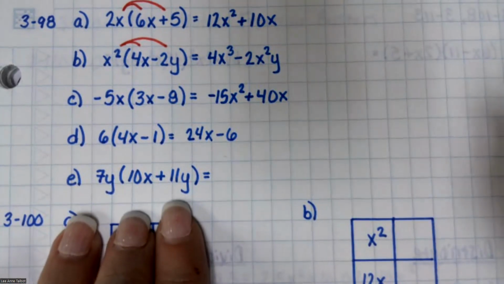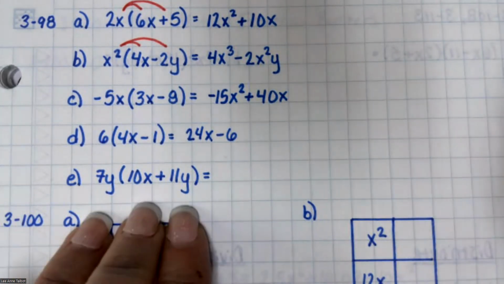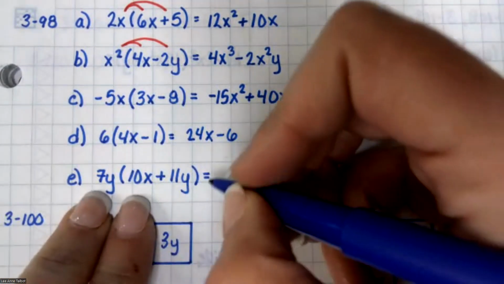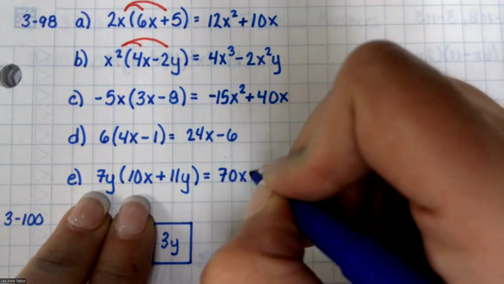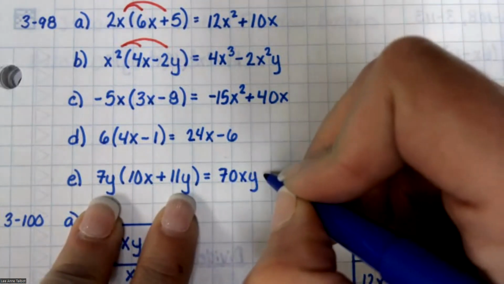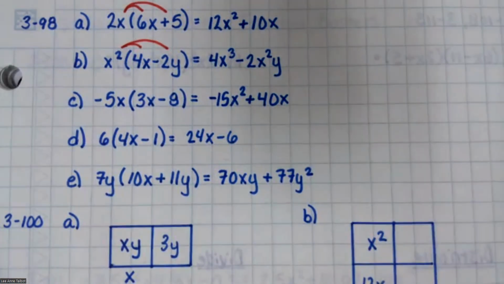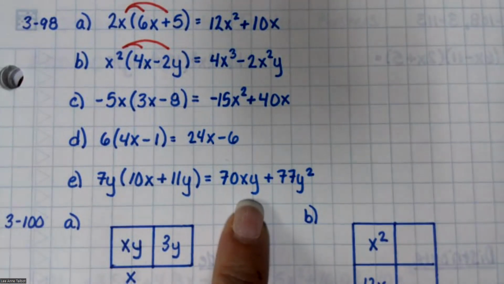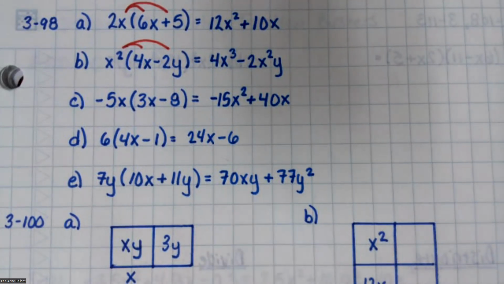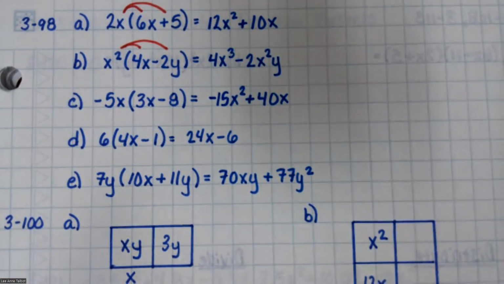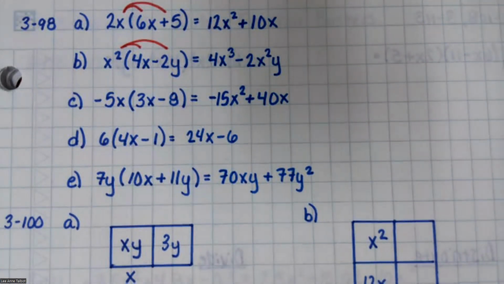Okay, and this one, last one, E, you might have a little different from me because I like to do alphabetical order. So this would be 70xy plus 77y squared. You might have yx here. That's totally okay. Do you have any questions about that part? Distributive property part? You good? So just be careful with your exponents. That's all I have to say. You can use distributive property for a 1 by anything, but be careful.